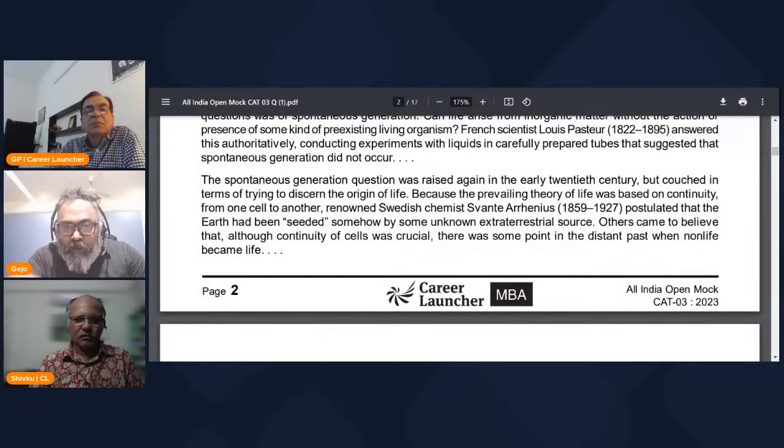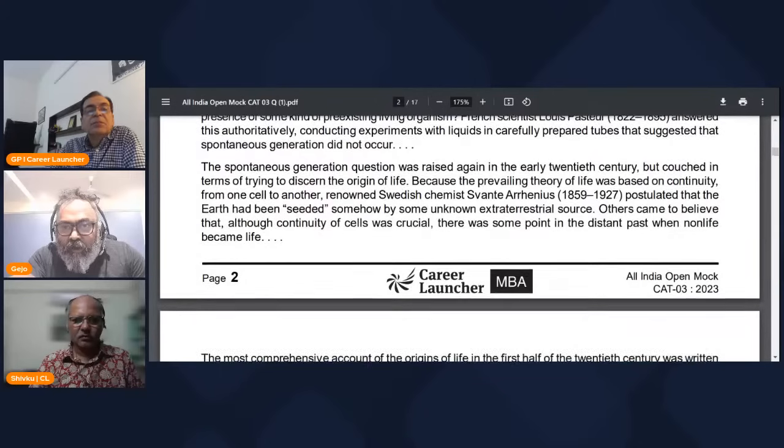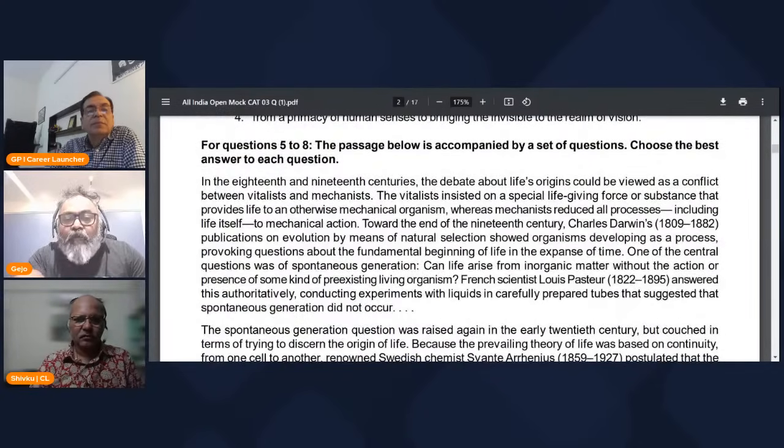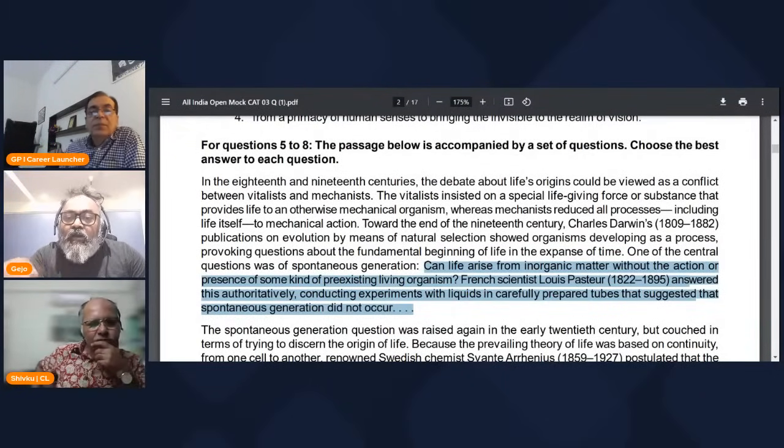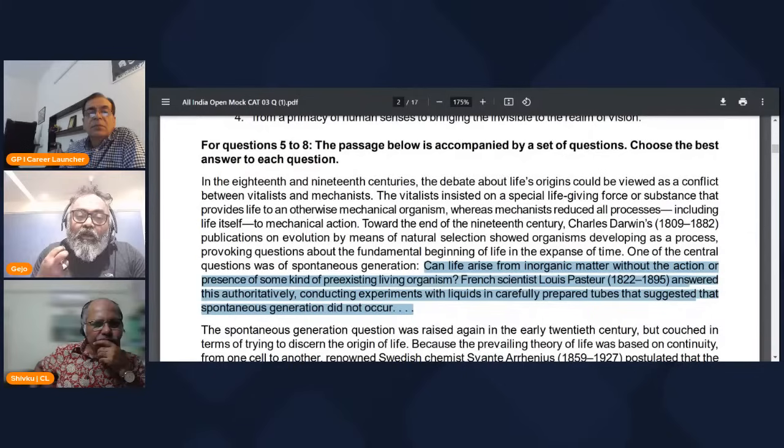And if you go to the first paragraph, look at the last couple of sentences, starting from the fourth line. It says, can life arise from inorganic matter? So one of the central questions was spontaneous generation: can life arise from inorganic matter without the action of a person, some kind of pre-existing living organism? So one thing was to interpret what spontaneous generation is.